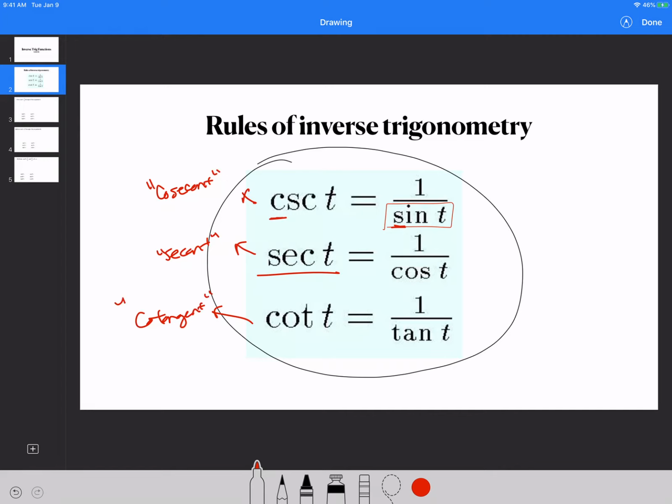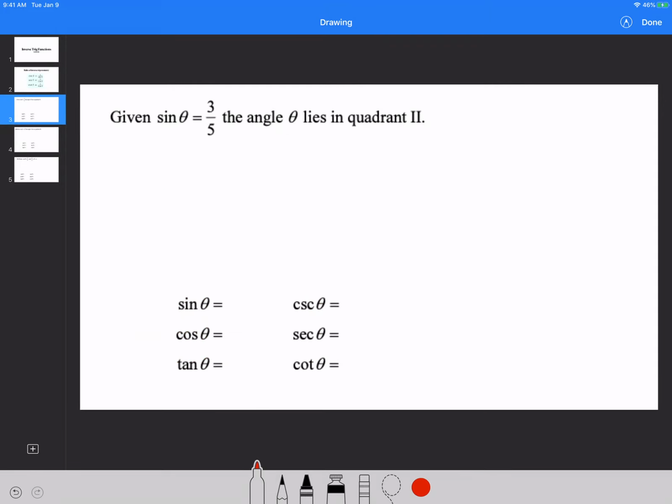Cotangent is easy to remember because if it's tangent, then it's cotangent, right? But for these two, it could be a little bit confusing. Then remember that sine is cosecant and cosine is secant. So c is to s and s is to c. The letters have to swap the first letter. Okay, so those are the ones that are associated.